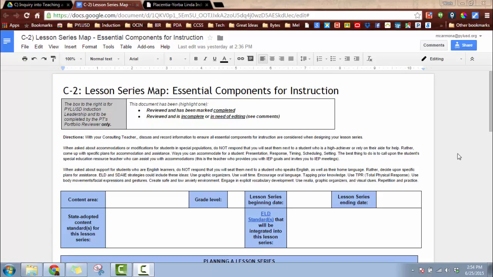This is a larger unit of study. It should take anywhere from like a week and a half to a month, just depending on your students and depending on your grade level. So we are going to look at the essential components for instruction here.